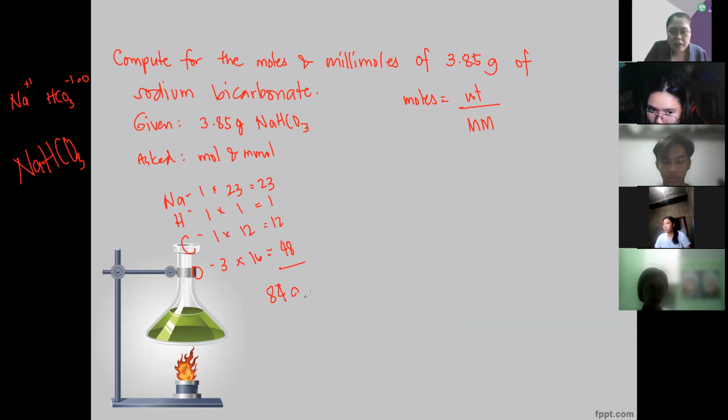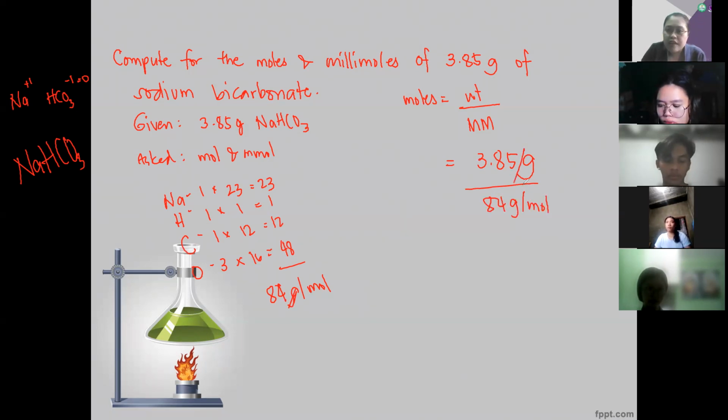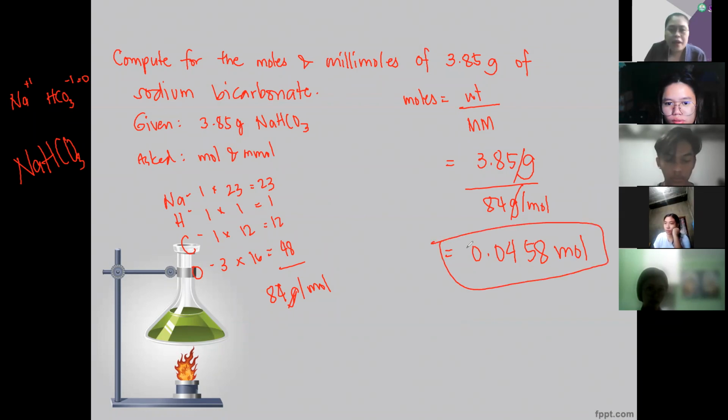So this one is 84. And take note of the unit. It's 84 grams per mole. Okay, so we have now the molar mass. So we can proceed with the computation. 3.85 grams divided by 84 grams per mole. Let us cancel the grams. Ang maiiwan is moles. So 3.85 divided by 84. I told you let's have 4 decimal places for our moles. 0.0458 moles. Okay, so that's the first one.